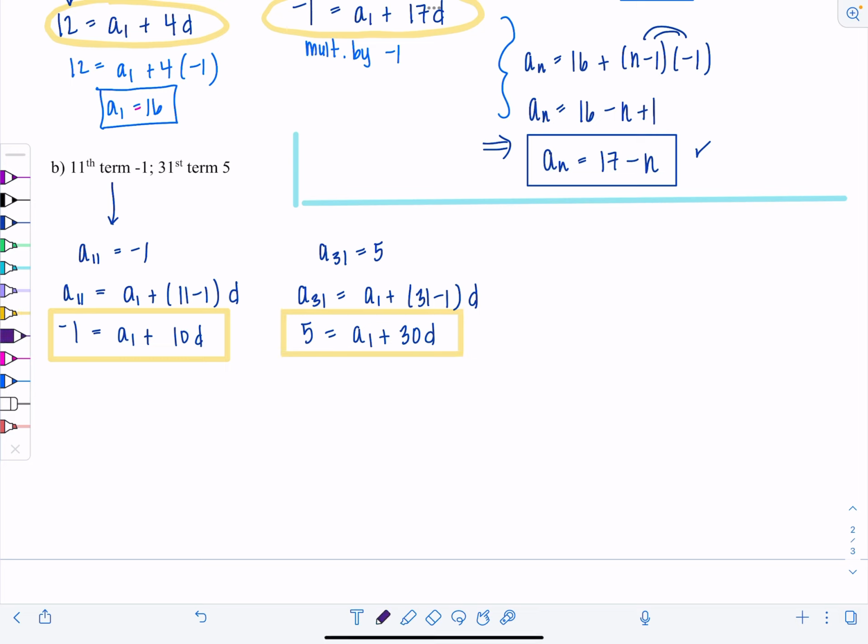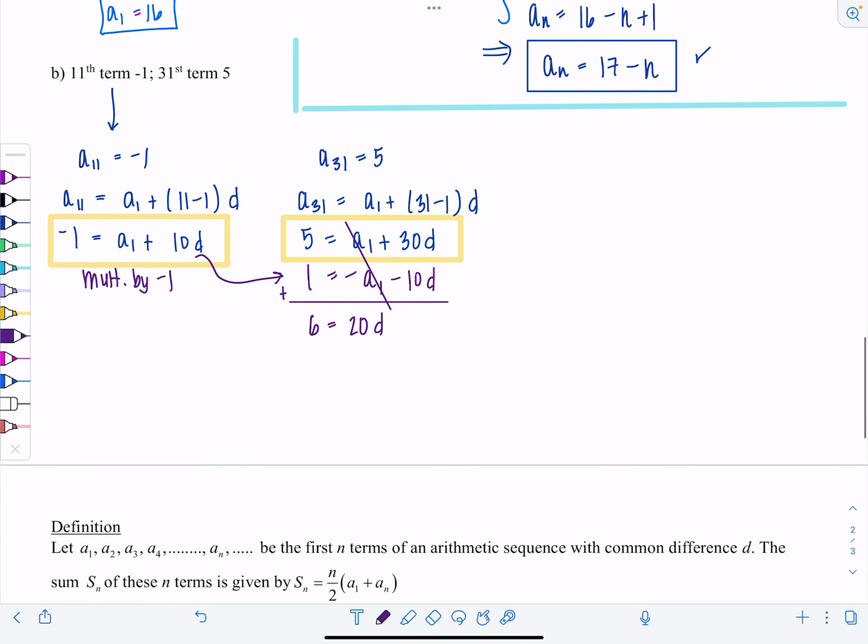I'm going to go ahead, multiply this first one by negative 1, and then I'm just going to rewrite it underneath here. So now we have positive 1 equals negative a1 minus 10d. Adding these two equations, we have 6 equals, a1 cancels out, 20d. Now don't get nervous. Yes, this is a fraction. D is equal to 6 over 20, which is 3 over 10. All right, that's our common difference.